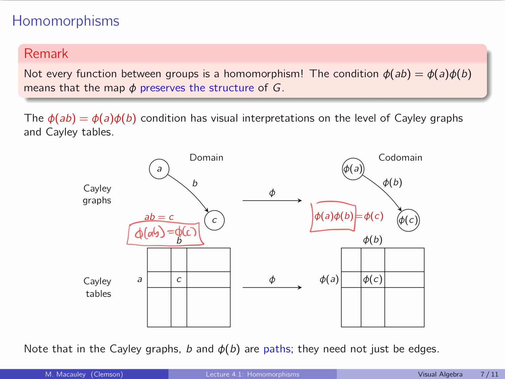In terms of Cayley tables, let me erase this a little bit so we can see it. In the domain, well, we have A times B equaling C. And then we apply phi, and this condition just means that phi of A times phi of B equals phi of C. So it's like we just replace the entries in the table with phi to get the table of the codomain.